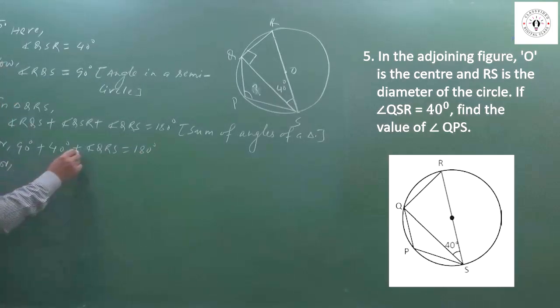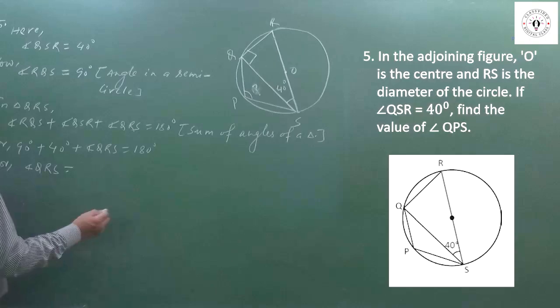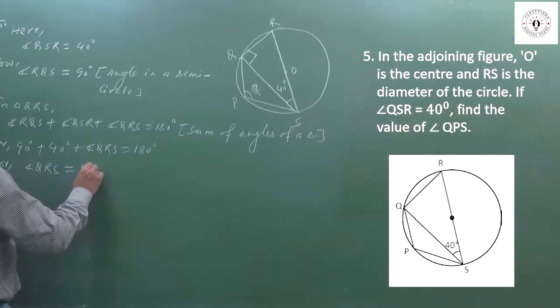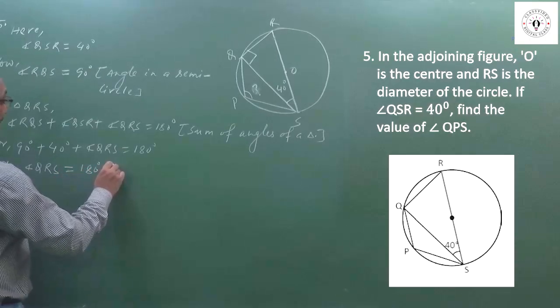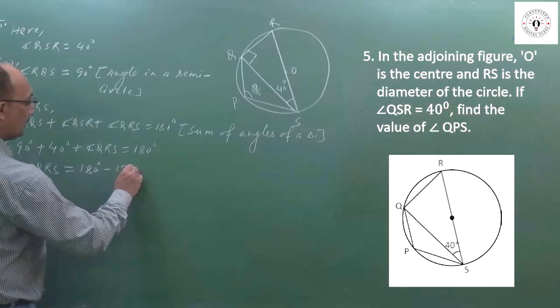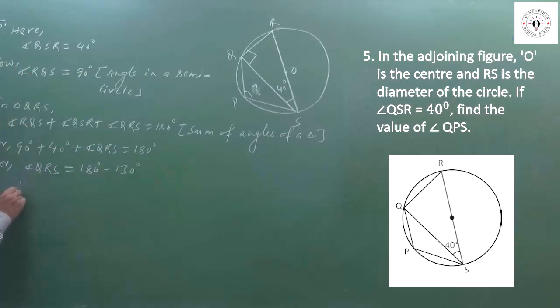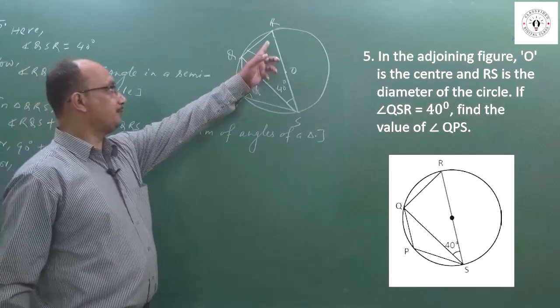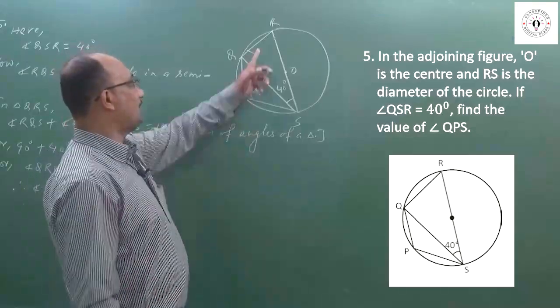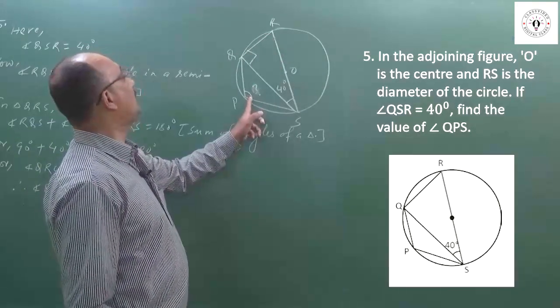Or angle QRS equals, what can we write? 90 plus 40, 130 degrees. And when it goes to the right hand side, it becomes minus. So 180 minus 130. This will give us angle QRS equals 50 degrees. This is 50 degrees. But we don't have to find this angle. We have to find this angle.